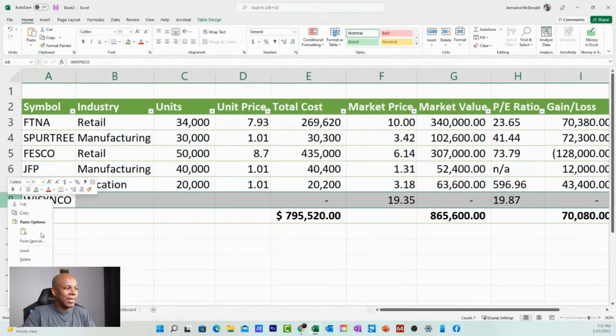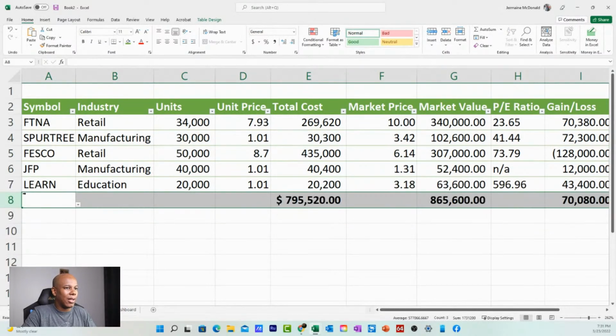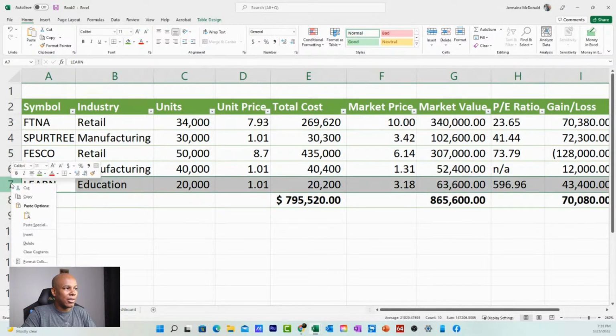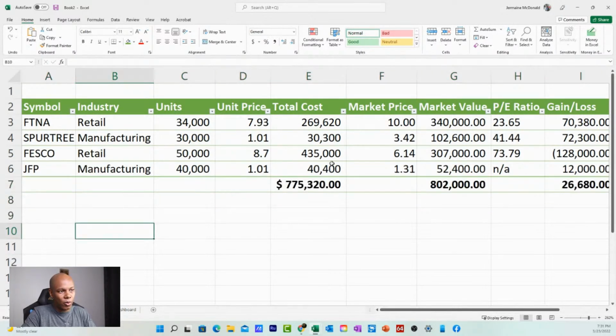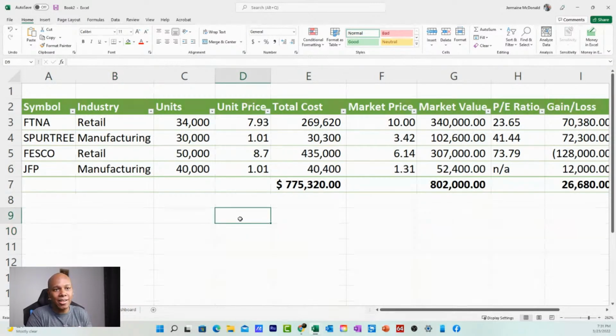All right. So I'm going to delete this. I did not actually buy L.E.A.R.N, so I'm going to delete that as well. So this is our portfolio, right? So there are a couple of things that I can do from here. I can create a pivot table, which makes it very easy for me to create pivot charts, or I can just start doing charts from this table.